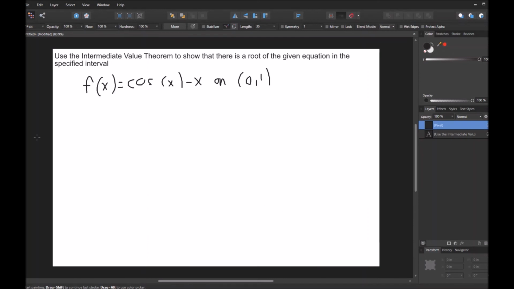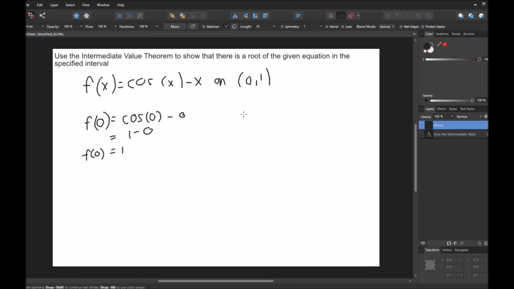Okay, so in this next question, we're asked to do the exact same thing, except now our function is f of x equals cosine of x minus x, and our interval is 0 to 1. So I'm going to do just what I did last time. I'm going to start with f of 0. f of 0 equals cosine of 0 minus 0. Cosine of 0 is 1, minus 0, and 1 minus 0 is 1. So f of 0 is 1.